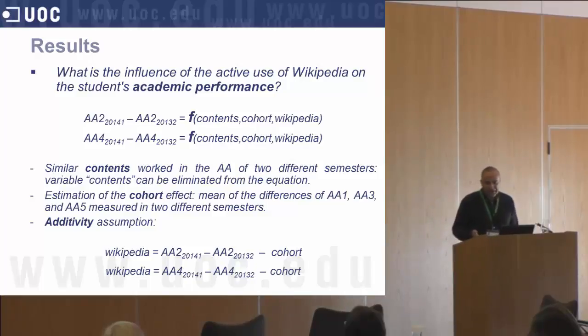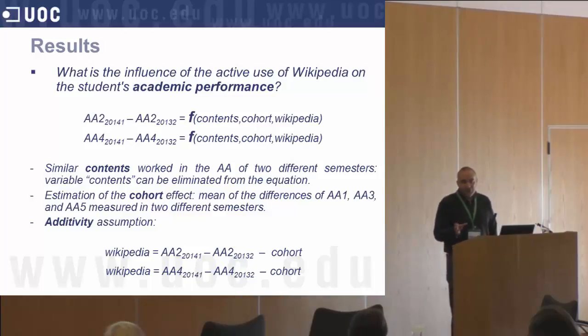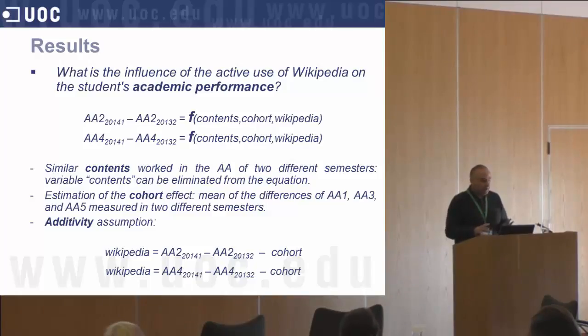What we want is to analyze the net effect of Wikipedia on the academic performance of the students. And we want to know if this difference is just due to the use of Wikipedia or due to the fact that we have just clever students in the semester we've analyzed. So we have to make these adjustments and consider that the difference between the qualifications between two semesters depends on the contents, the cohort, and the use of Wikipedia.